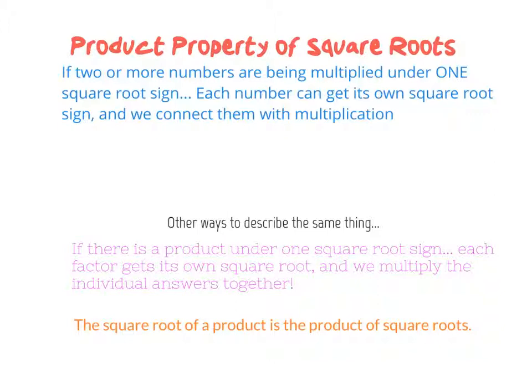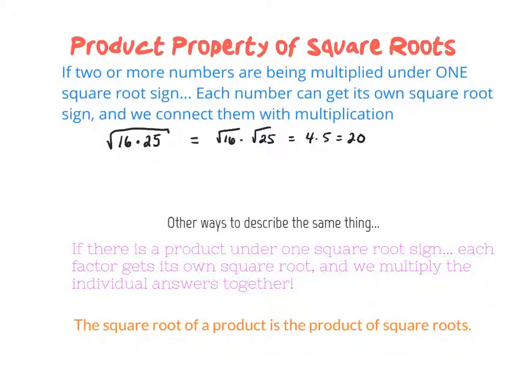If two or more numbers are being multiplied under one square root sign, so for instance, maybe I have the number 16 times the number 25, and they're both being multiplied together under one square root sign. What it says is we can rewrite it by giving each number its own square root sign and connecting them with the original multiplication. So I could take this and rewrite it as the square root of 16 times the square root of 25, which is easy, right? That's just 4 times 5, which is equal to 20.